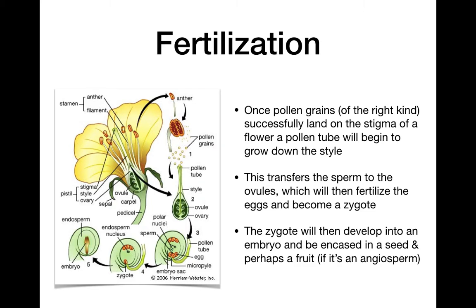This is a good diagram to show that whole process. So we have pollen being transferred, and the pollen tube grows down the style, and then we're going to have fertilizing the eggs, and then we have a zygote being produced, and that zygote develops into an embryo within a seed over time. So this is a nice diagram of the entire process here.